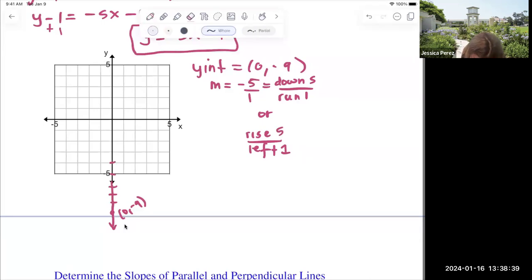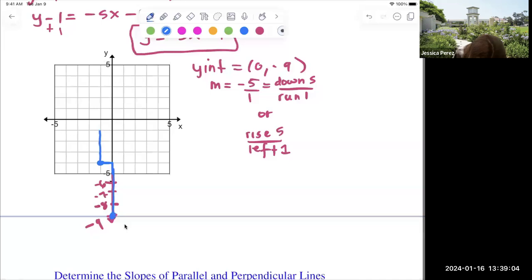So if I'm down here, so this would be -6, -7, -8, -9. So this would be my starting point right here. And I go 1, 2, 3, 4, 5, and then to the left one, and then 1, 2, 3, 4, 5 to the left one. And that would be my equation of this line.